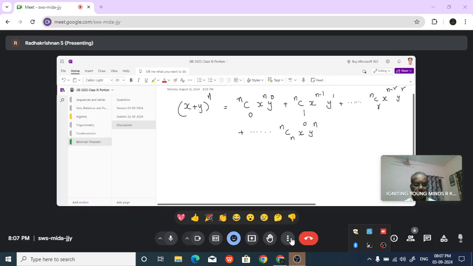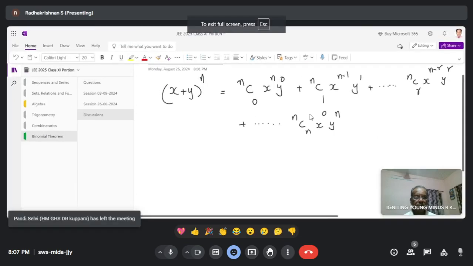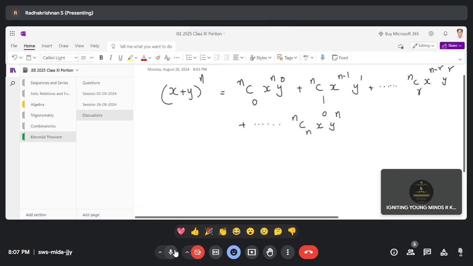NCr x power n minus r y power r. So this is what is very, very important. The r plus 1th term is nCr into x power n minus r y power r. This we will use very often in most problems. This is the term that we will use, T r plus 1.